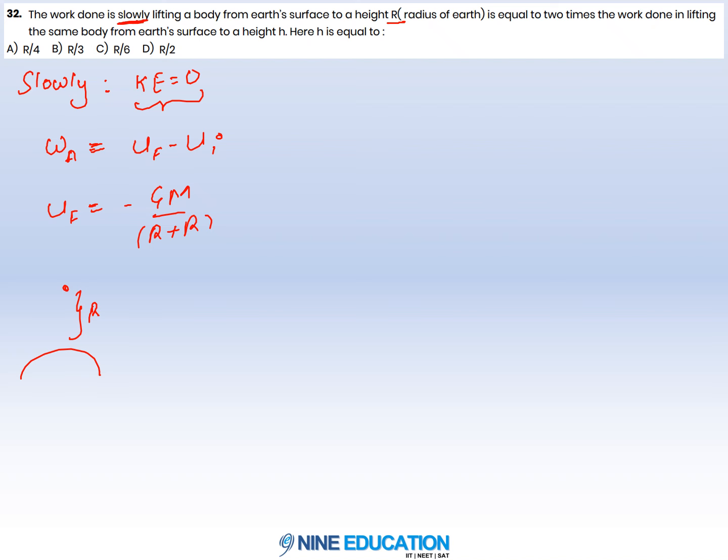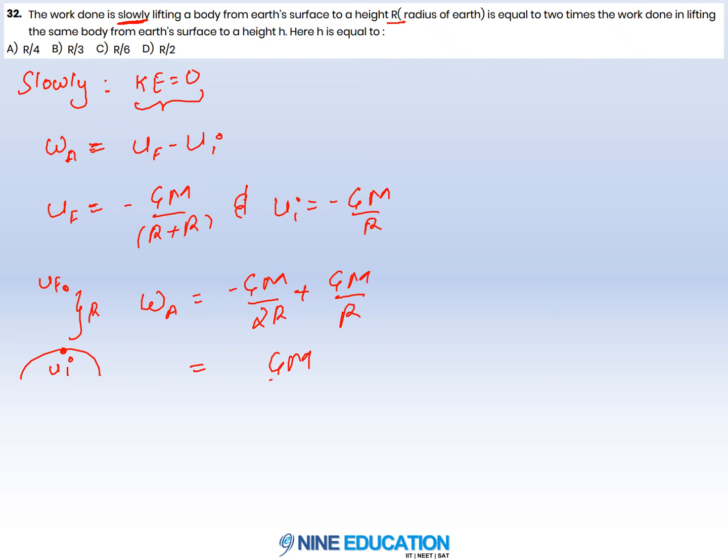So this is the initial energy, this is the final energy. Initial energy when it is at the surface is minus GM by r. So Wa becomes minus GM upon 2r, minus minus becomes plus GM by r. So from here we are getting GM by 2r. This is work done A.